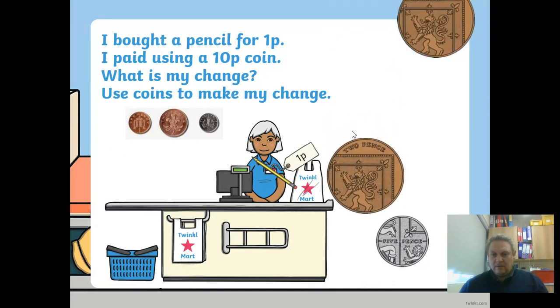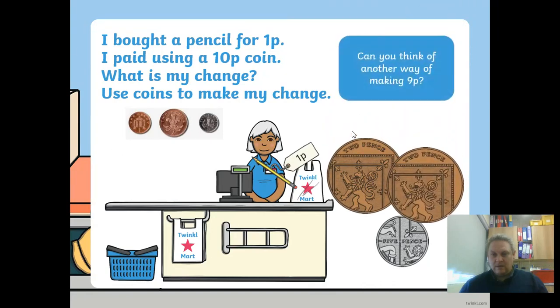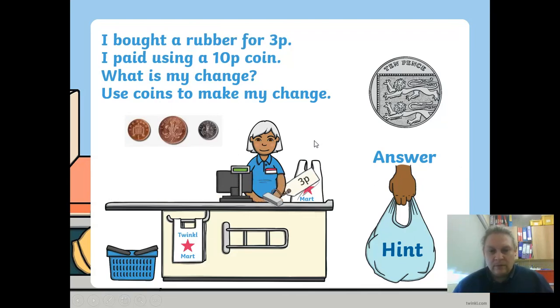6, 7, 8, 9. Can we think of another way to make 9p? Well, we could have individual 1p pieces. We could have 2, 4, 6, 8 and a 1p piece. There are different ways that we could do it. But just remember that under 10p, you've only got these 3 options for coins. So anything that your change comes to has got to be made up with these 3 coins, one way or another.